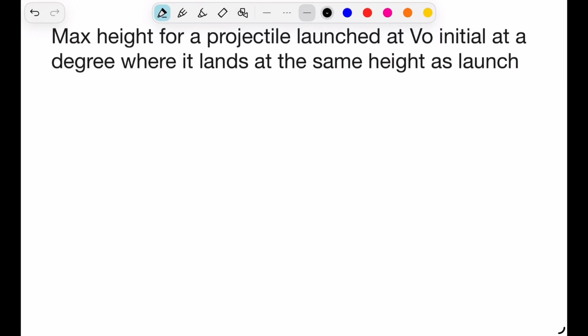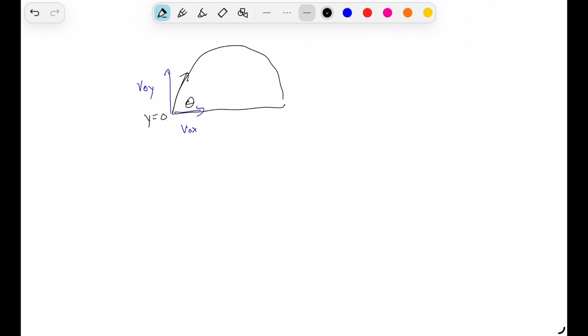In this video, we're going to derive the expression for the max height of a projectile launched at a given initial angle, where it lands at the same height as its launch. So when you launch this projectile, it's going to be at an angle. We can break this vector up into its horizontal component and its vertical component, since these motions are going to be independent of each other.